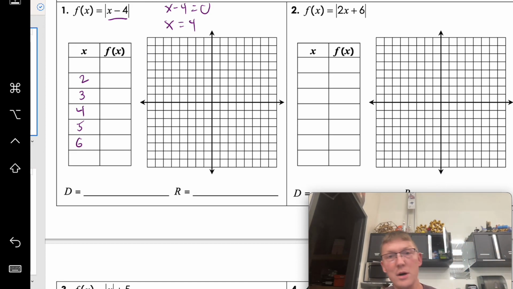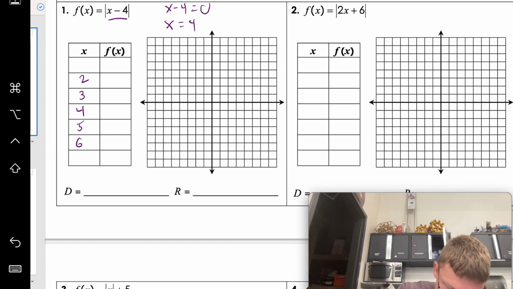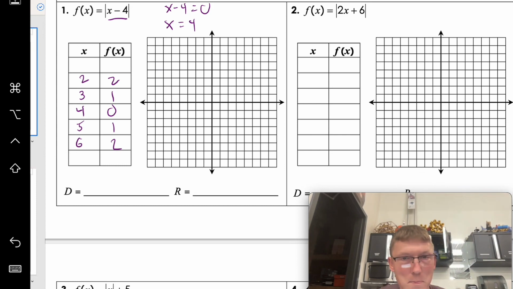So now we're going to plug those into our equation, and we'll get some values. If I put 4 in there, I'm going to get 0. If I put 3, 3 minus 4 is -1, and its absolute value turns to +1. 2 minus 4 is -2, so the absolute value is +2. And oh, hey, look, there's a pattern. So yeah, absolute value should be the same way.